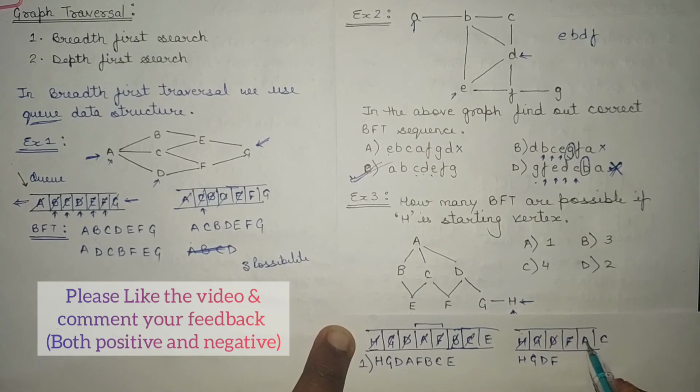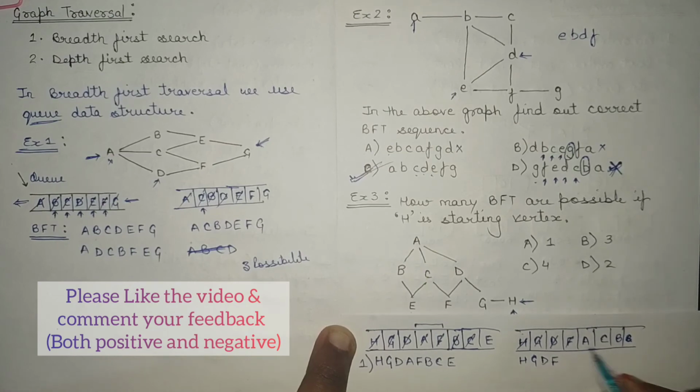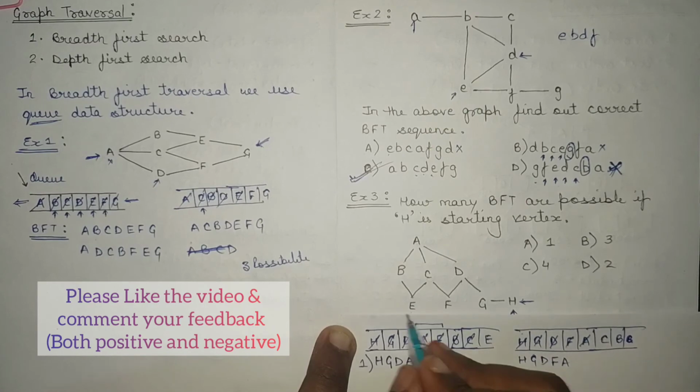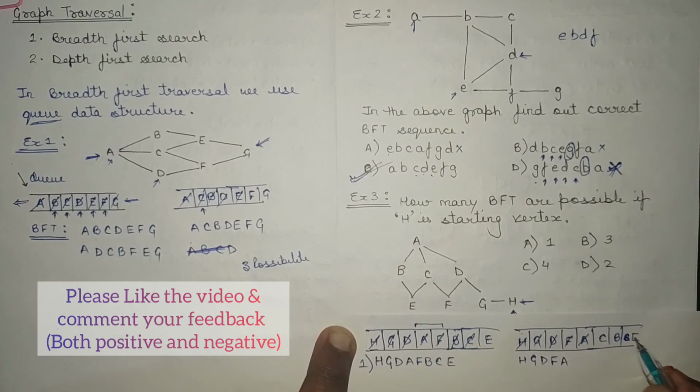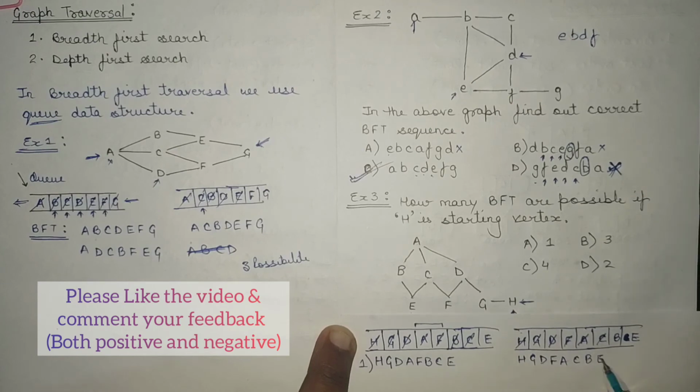Now what are the adjacent of A? B and C. So again I am taking B and C, right? Sorry, C is already there, so no need to insert C. So A will be deleted. Now what are the adjacent of C? E and F. F is already done, so insert E, right? So H, G, D, F, A is done. Now delete C because the adjacent are done. Now what are the adjacent of B? E, which is already there, so B will be deleted, and similarly E will be deleted.